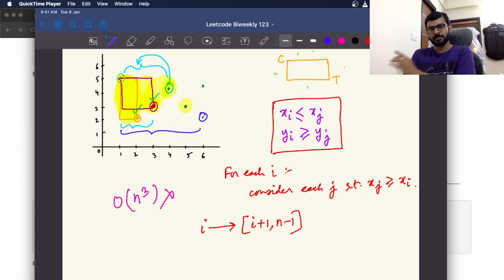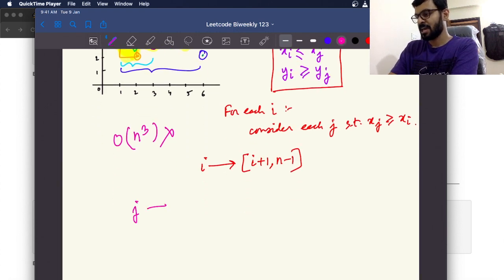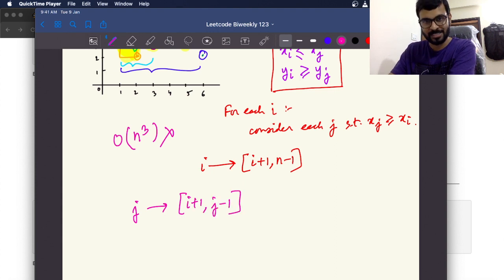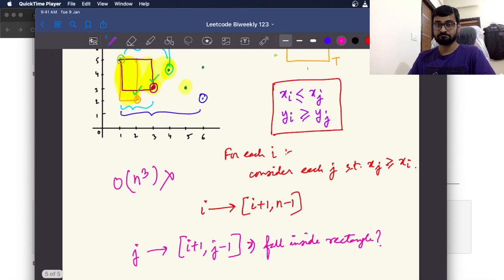Based on what you have seen, do you think those could have come inside the rectangle? That is the question that we should ask. That okay, the moment we come to j, whenever we are coming to j, we should ask, hey, from I plus 1 to j minus 1, whatever points we have seen, do they fall inside rectangle? How can I guarantee? How can I check whether any of them falls inside this rectangle or not?